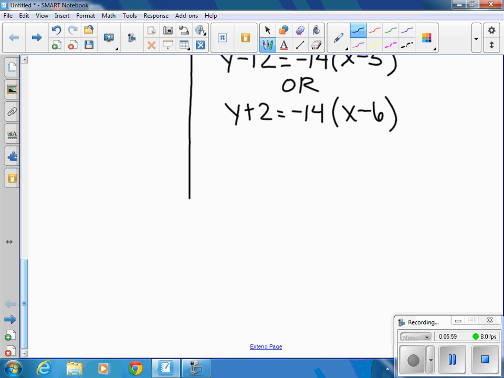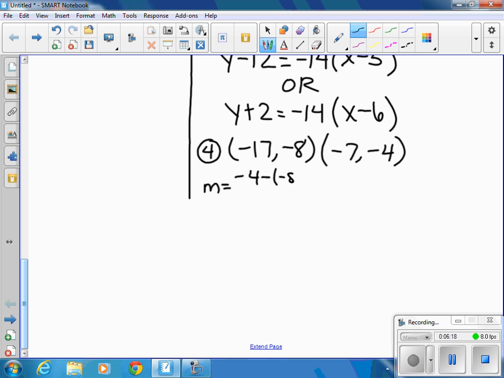All right, so let's take on another one that does the same thing. It has 2 order pairs. So we have negative 17, negative 8, and negative 7, negative 4. Again, first things first, we don't have a slope, we got to find one. All right, so we're going to use that slope formula and figure out what our M is. So we have negative 4 minus negative 8, and then on the bottom we'll have negative 7 minus negative 17. Right, then we change our 2 negatives to plus signs and simplify.